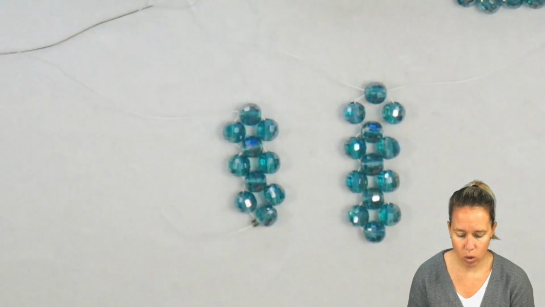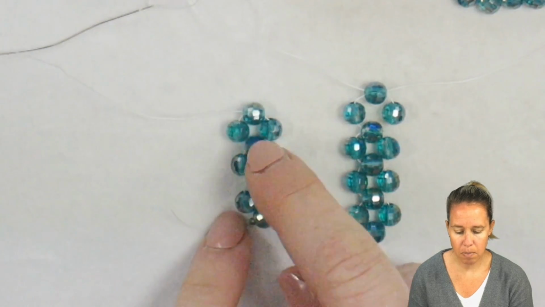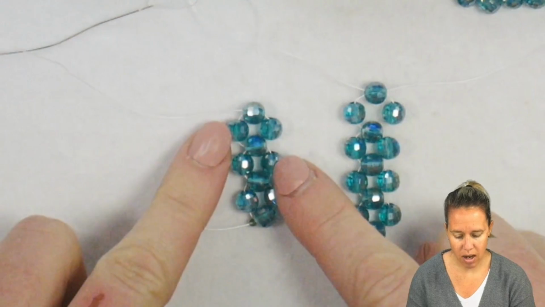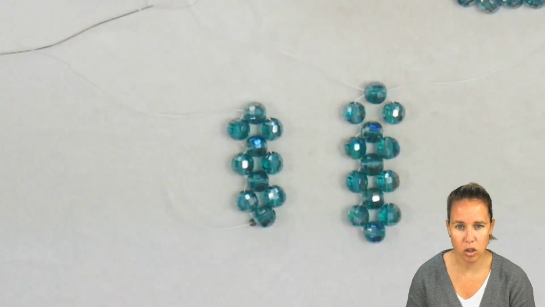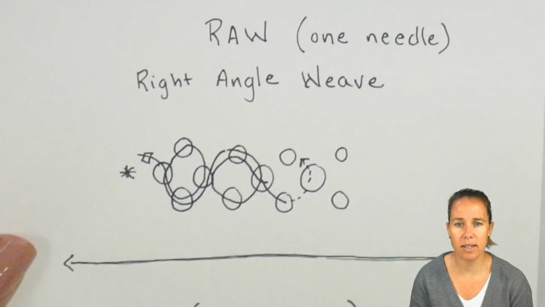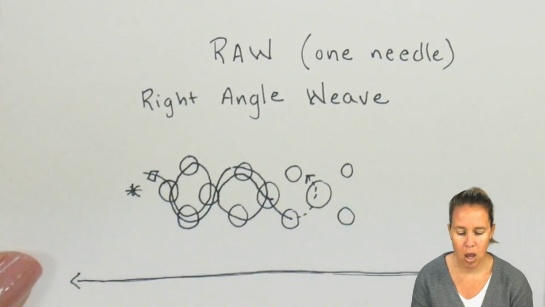When it comes to right angle weave, the bead at the base is going to actually have 3 strands. And then every other side is going to have 2 strands going through that bead. I have a little diagram that I wrote out so you can look at these and try to understand them a little bit better.